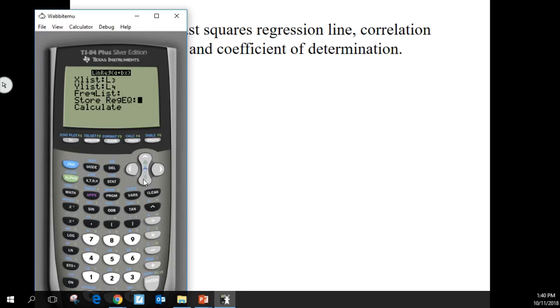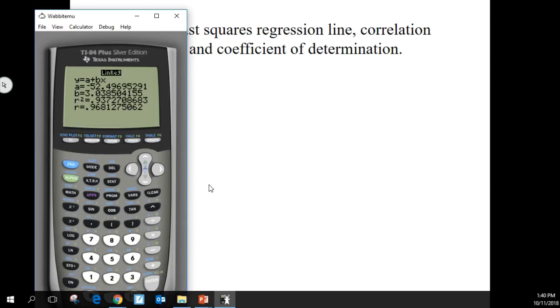Parentheses are blank. Store the regression equation. Yeah, I want to store that. Let's store it in Y1, so I can overwrite the one I've used. That's fine. I tell it calculate. And I've got my regression line. I've got my r. And I've got my r squared.